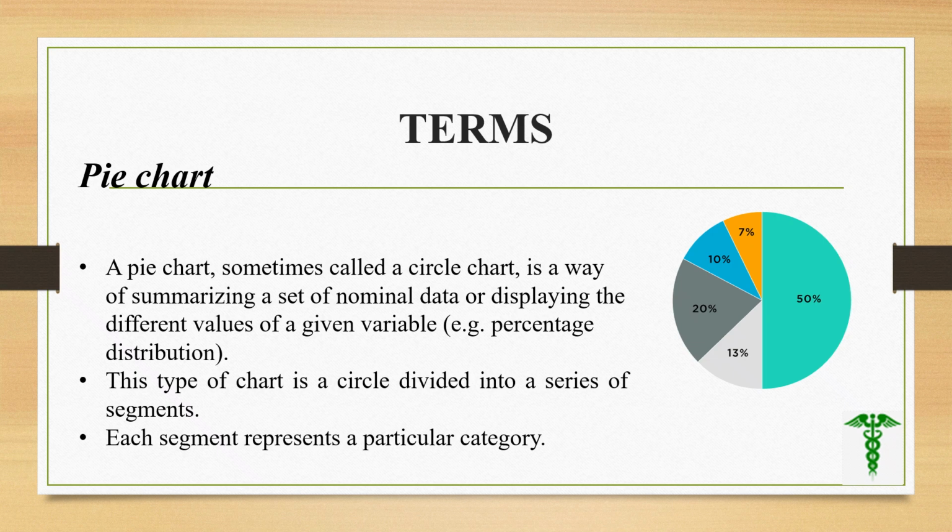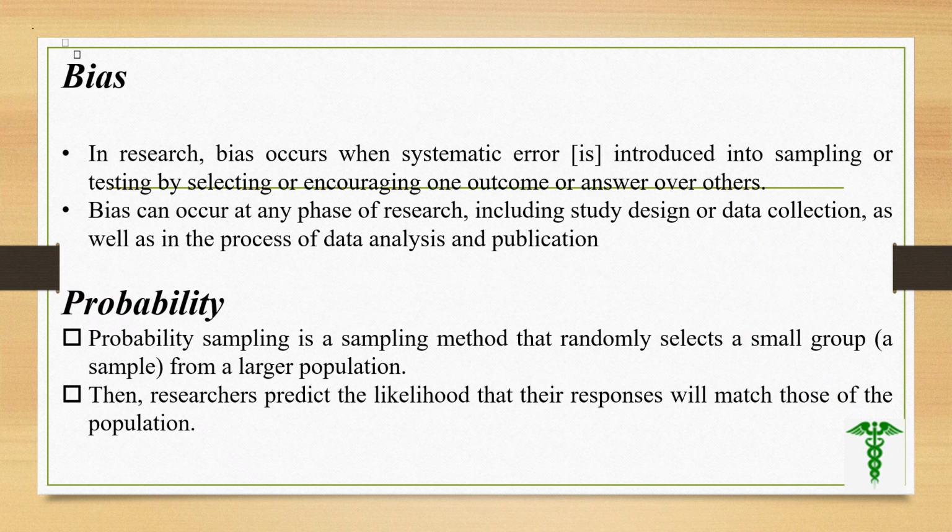So the first one is the pie chart, which is very common. It is like a circle chart. It's a way of summarizing a set of data, or we will call it a set of nominal data, or it will display the different values of a given variable. For example, here we can see the percentage distribution. From this pie chart, we can find out that this green color is 50%, which is more. This type of chart is a circle divided into a series of segments, and each segment represents a particular category.